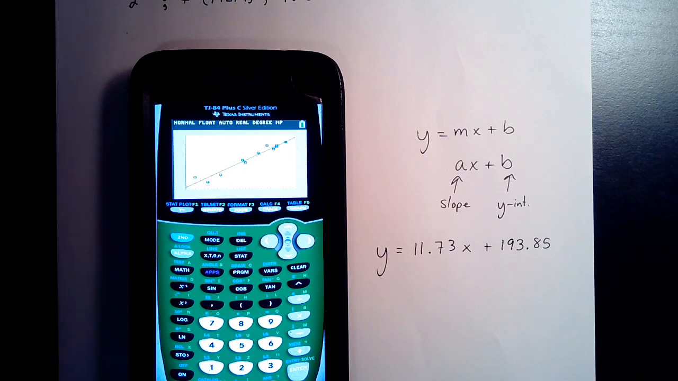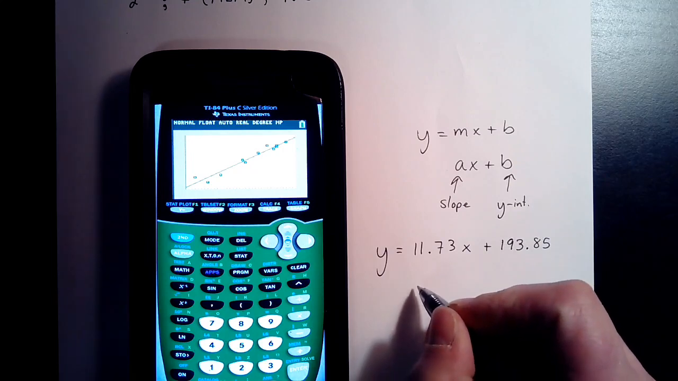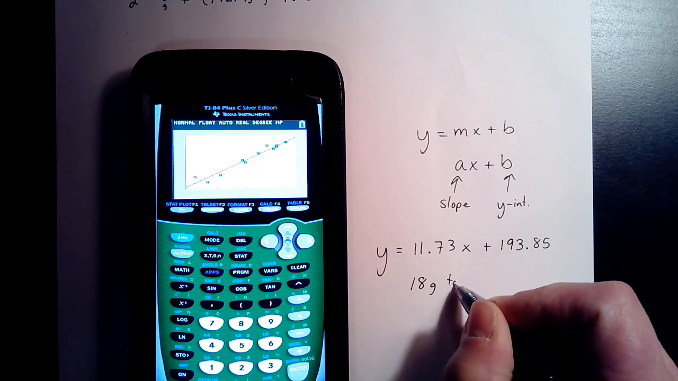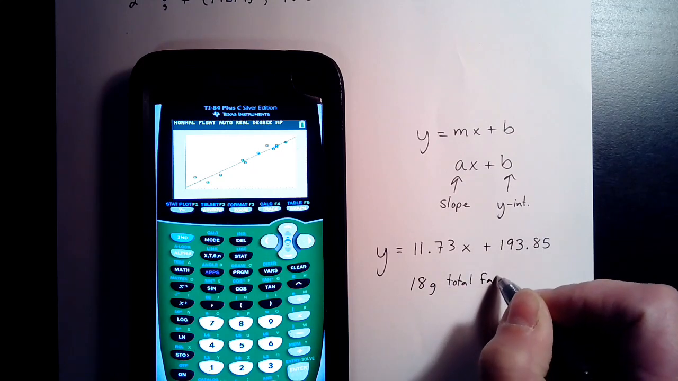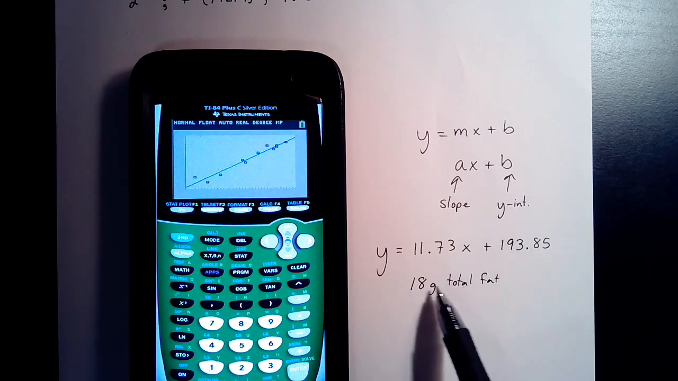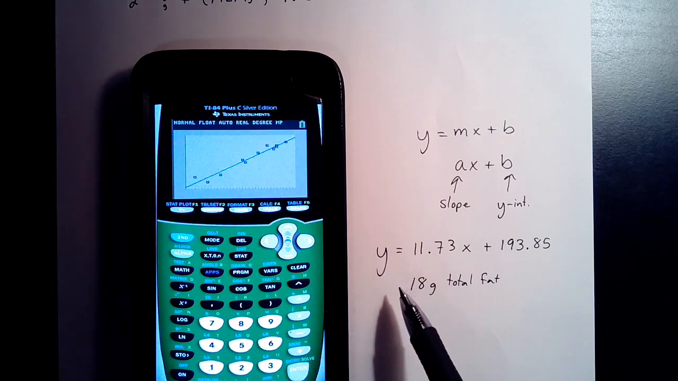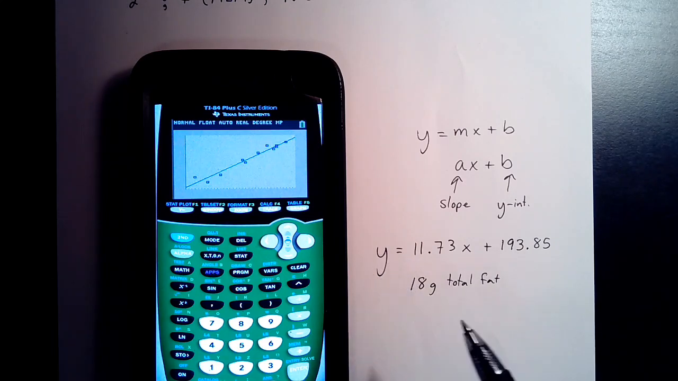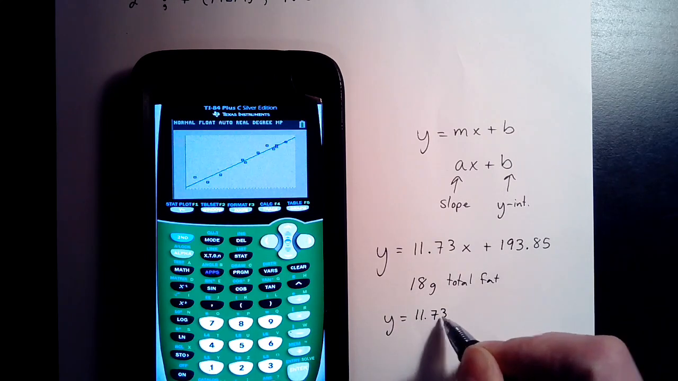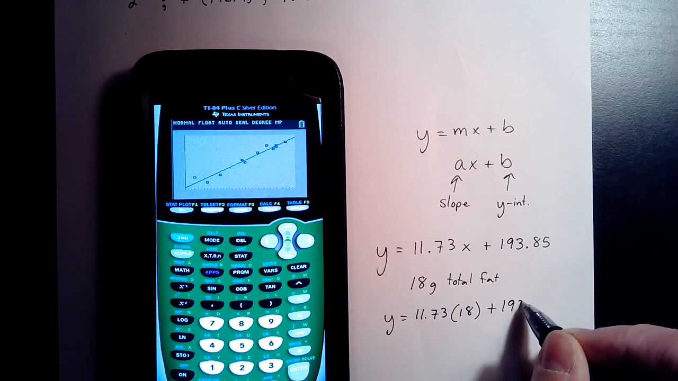All right, so we're going to use this line of best fit to predict if we know that a hot dog has 18 grams of total fat. Because that's our X, that's what X represents, our total fat. We substitute this in, it'll help us predict how many total calories there will be. So we're going to just substitute that right in here for where the X is, and then simplify.